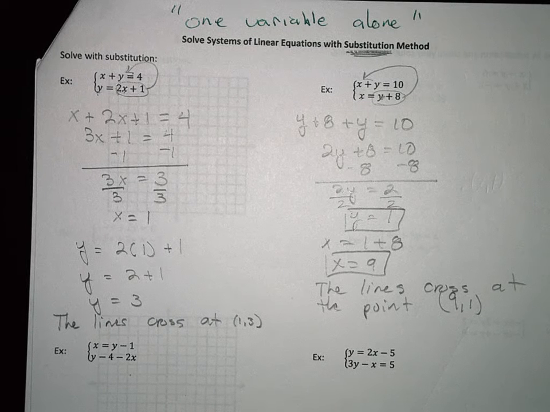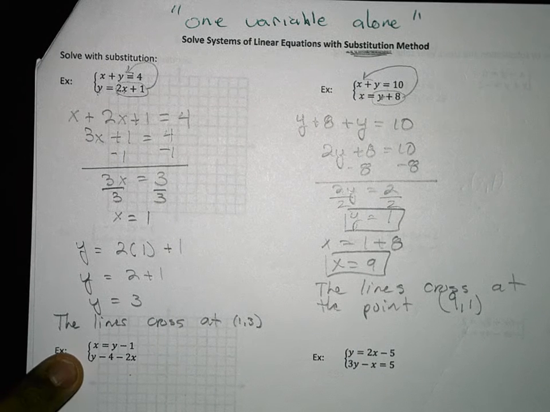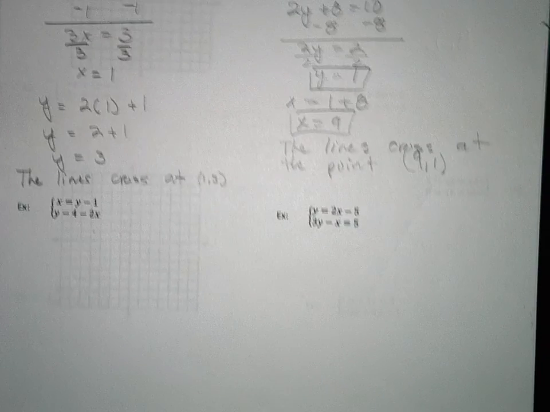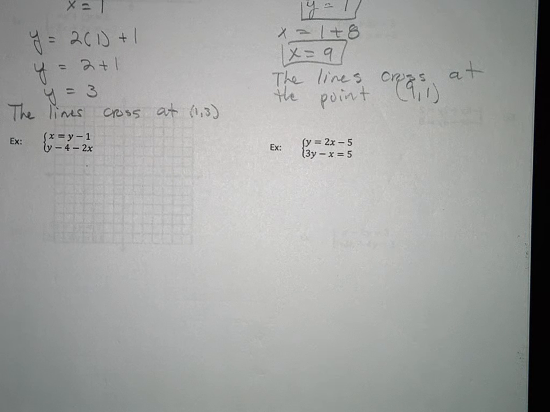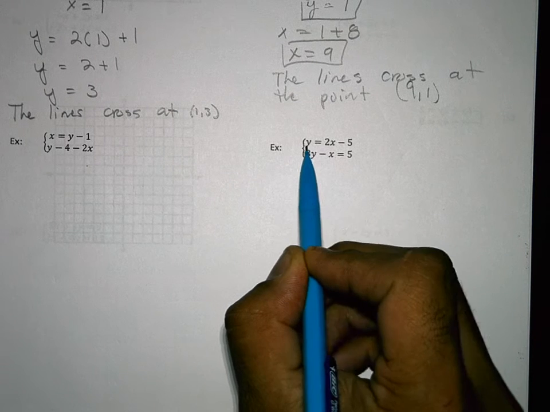So now, okay, we're going to skip this one here. We're going to jump to this next one. So we got the same thing. We need to have a variable by itself. Okay. So I'm going to look, and I do. I got a y all by itself.